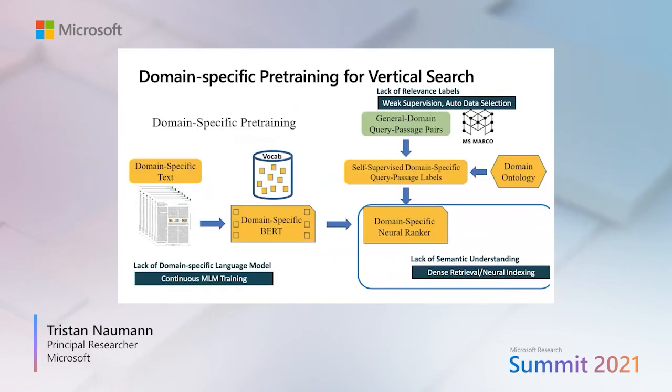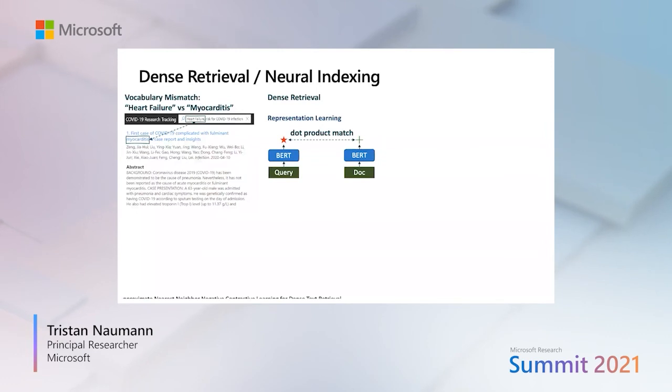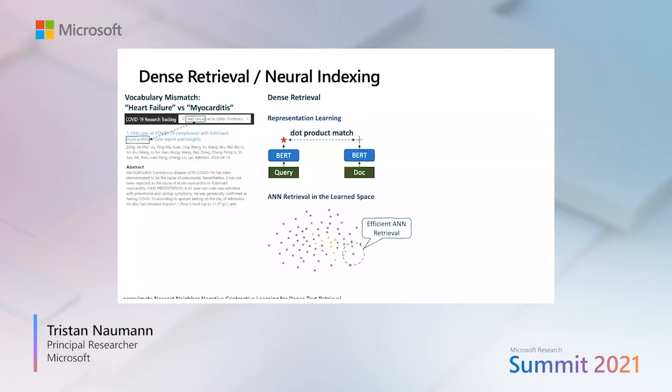Finally, we use methods in dense retrieval and neural indexing to provide similar representations for search queries that might look dissimilar based on their keywords. In this example, a user might search for a term like heart failure. It's important to understand that results discussing myocarditis will be relevant as well. Dense retrieval methods take advantage of representation learning to allow us to assess similarity based on meaning rather than keywords alone. Of course, doing this for every potential query document pair would be intractable, so we also use neural indexing to make this process tractable and possible.